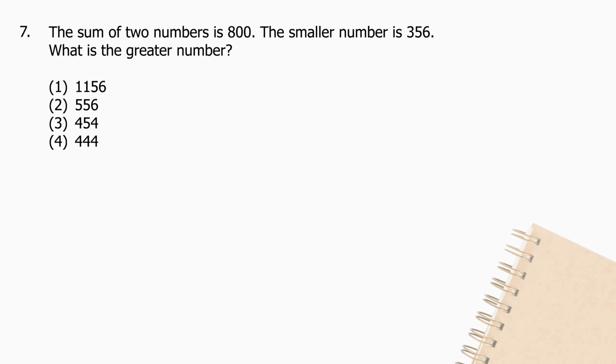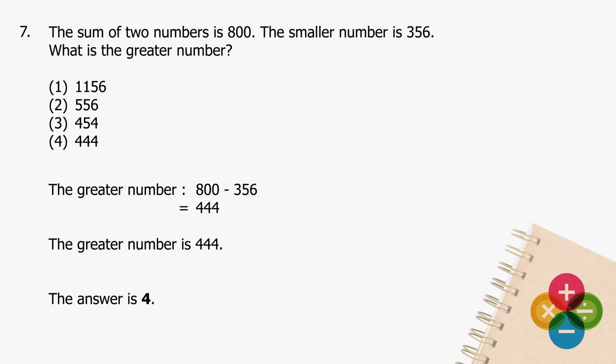Question 7. The sum of 2 numbers is 800. The smaller number is 356. What is the greater number? The greater number will be subtract 356 from 800, and the difference is 444. The greater number is 444. The answer is 4.